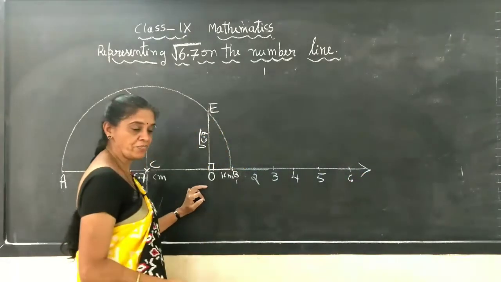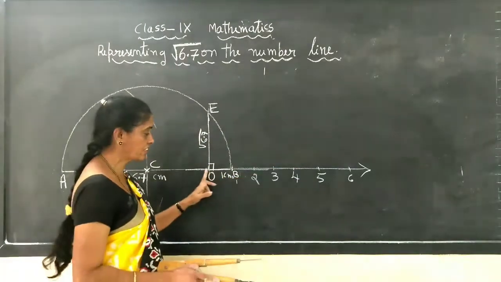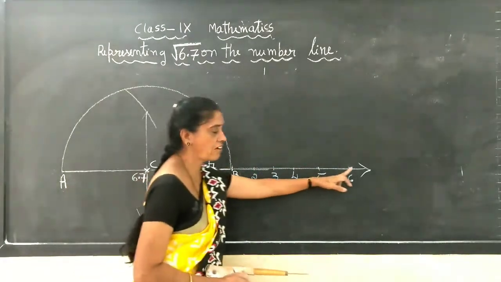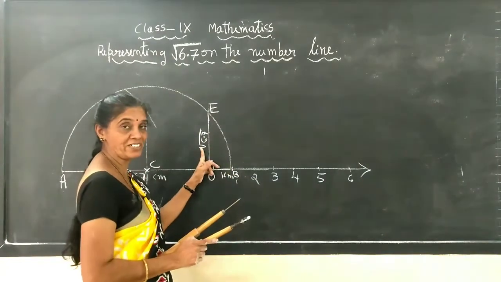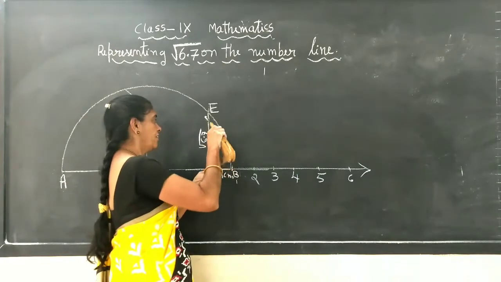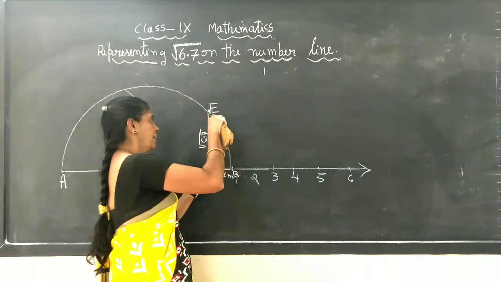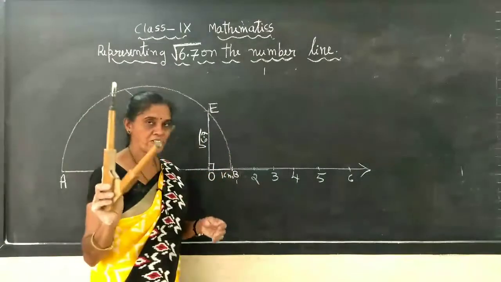line. Okay. So we got the number line, and on this number line, from O to here, this is our number line. On this line I have to represent square root 6.7. So I got the measurement now, how much length it has got on the number line, here up to here it is. This is the measurement of square root 6.7 now.